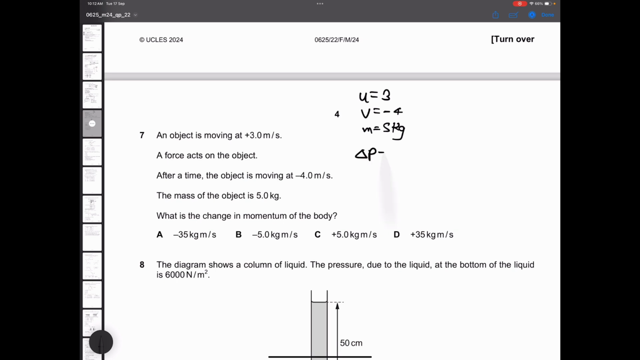So change in momentum is given by mv minus mu. Let's just substitute the values. 5, final velocity is negative, so I'll put it negative, minus 5 into initial velocity, which is 3. This is minus 20, minus 15. So the answer is coming out to be negative 35 kg meters per second. Correct answer is A.